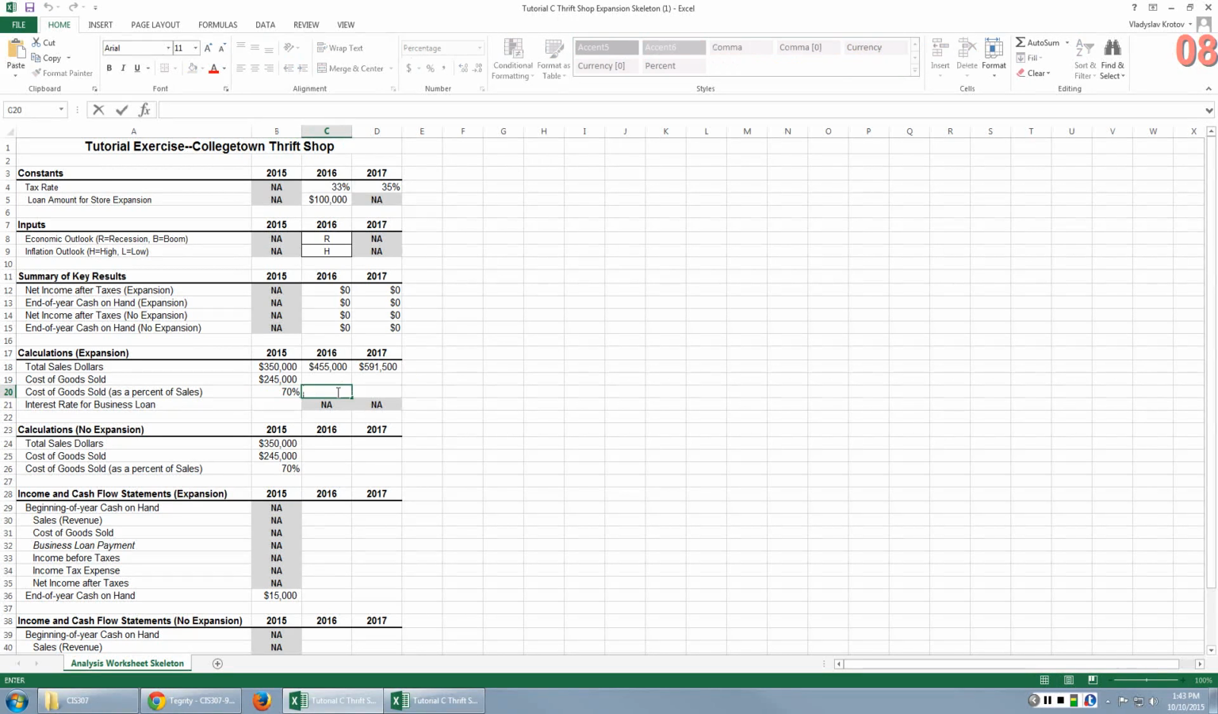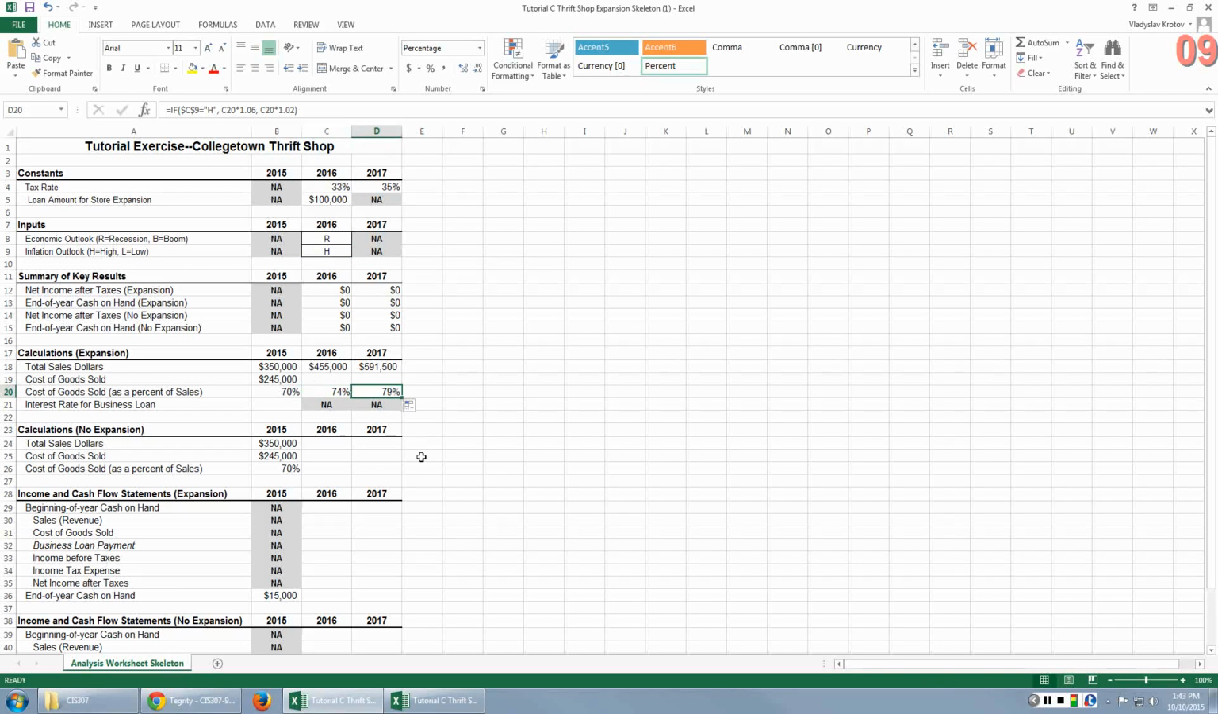So once again, you need to enter if statements. So you're saying if, logical test, this cell equals H, meaning inflation is high, and again, don't forget to put it as a constant, right? Then if the value is true, you need to multiply this value by 1.06, meaning increase it by 6%. If false, meaning it's not H, it's L, then we multiply B20 by only 1.02. We increase it by only 2%. Okay. And here we have a 74% projection of cost of goods sold, given that condition.